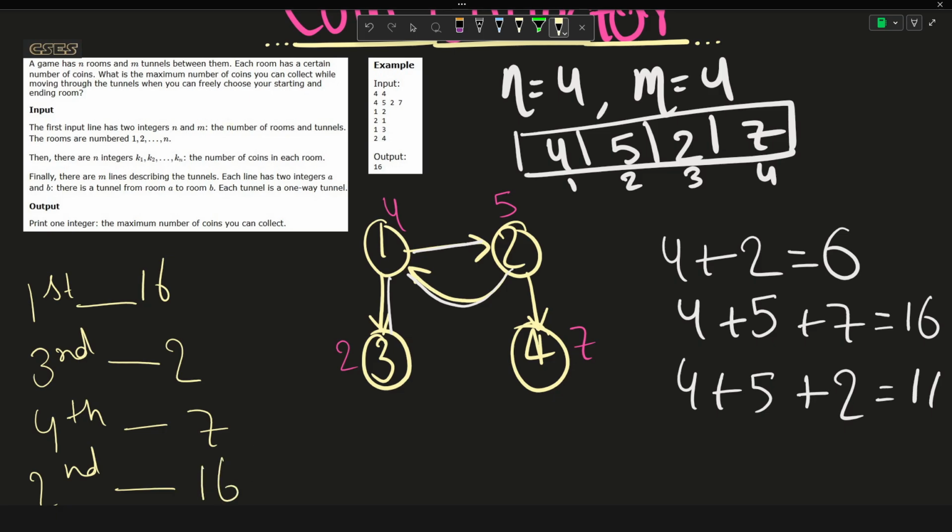Since the question mentions that we can start from any given room and go to any particular room if possible, that's why we started from either the first room or the second room, and the maximum number of coins we were able to get is 16. So the answer for this question was 16, right?